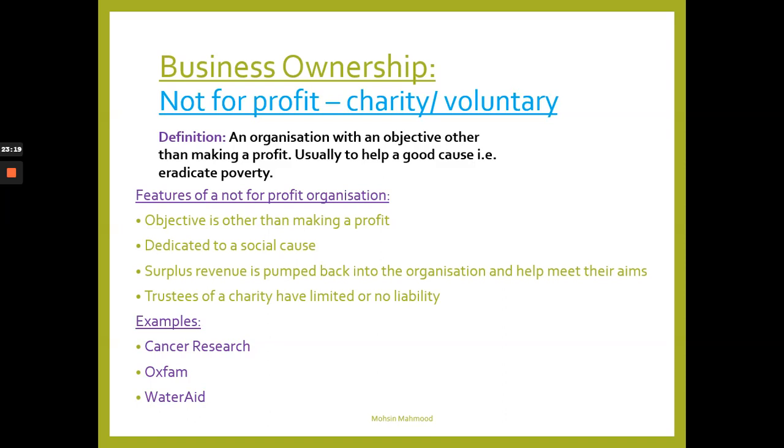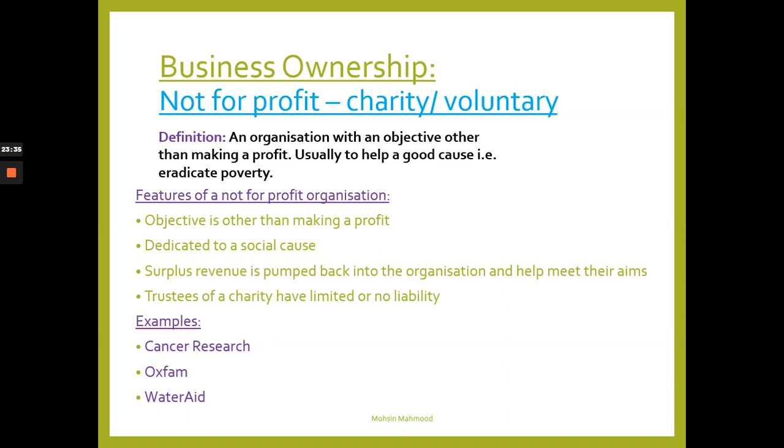Now we've got not-for-profit, so we've got charities or anything that's voluntary. Not for profit is an organization with an objective other than making a profit, usually to help a good cause, for example, to eradicate poverty.